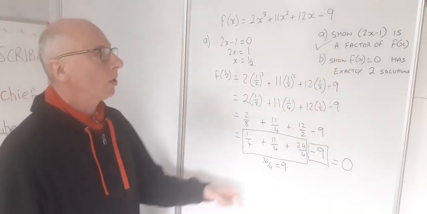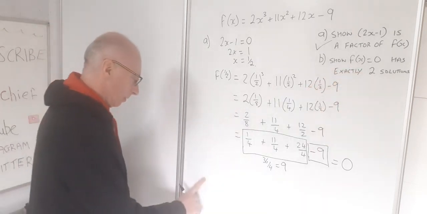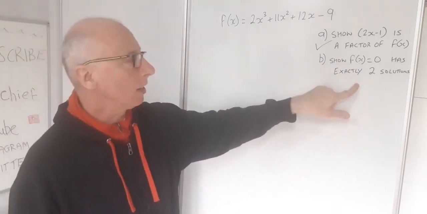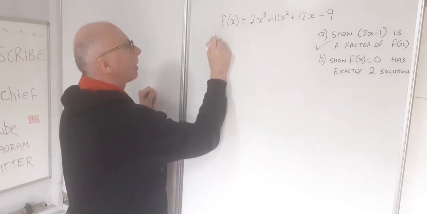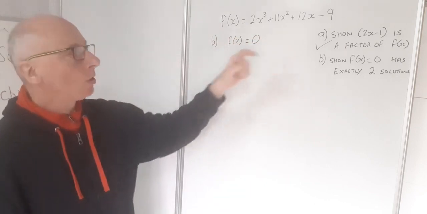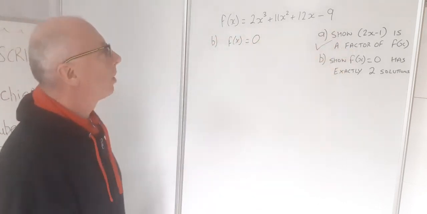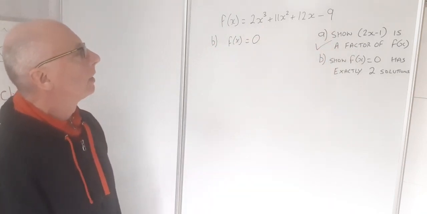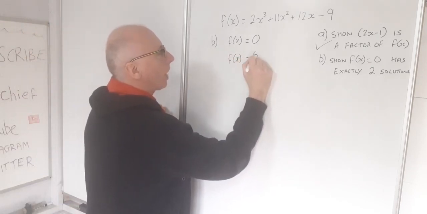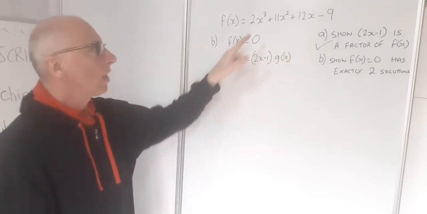Okay, let's clear the board and let's show that f of x equals 0 has exactly two solutions. So we've got f of x equals 0. Now we know 2x minus 1 is a factor, but we need to factor out all of this polynomial on the top here. So we've got f of x equals 2x minus 1 times some function g of x, which is factored out from there.